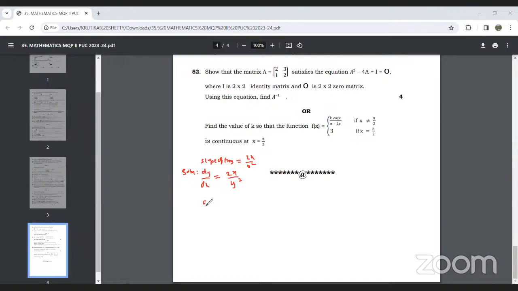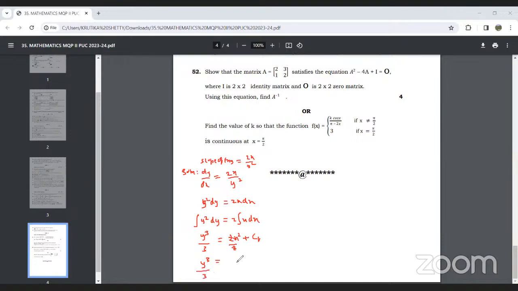Split the variables. Okay, so by using variable separation, we can write it as y square dy is equal to 2x dx. Okay, now by integrating on both the sides, we get integral of y square dy is equal to 2 into integral of x dx. Okay, or this will be y cube upon 3 is equal to 2x square upon 2 plus c. Okay, or on simplifying, I'll consider this as c1. So this 2 and 2 will cancel.